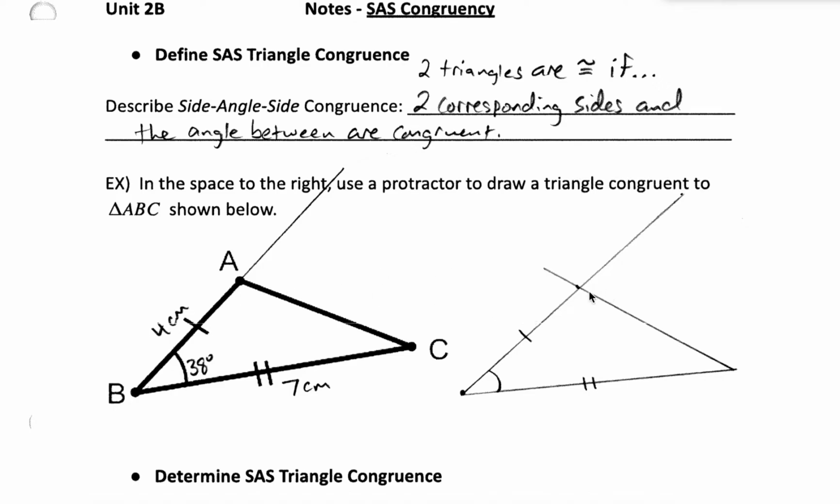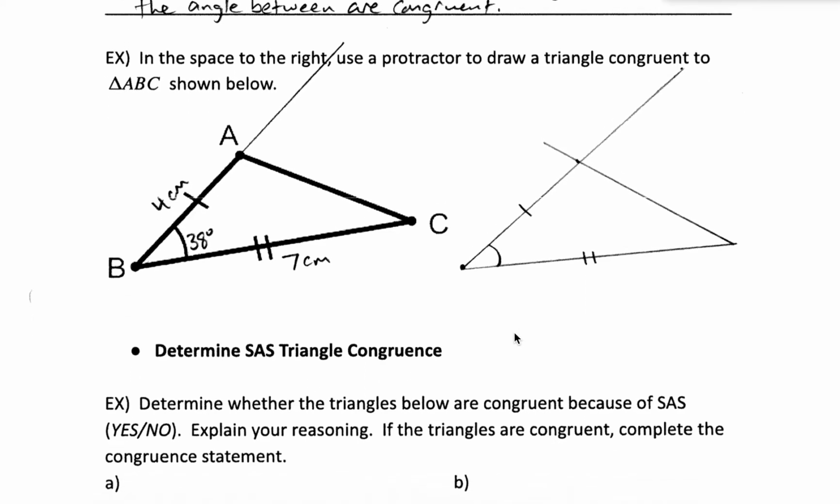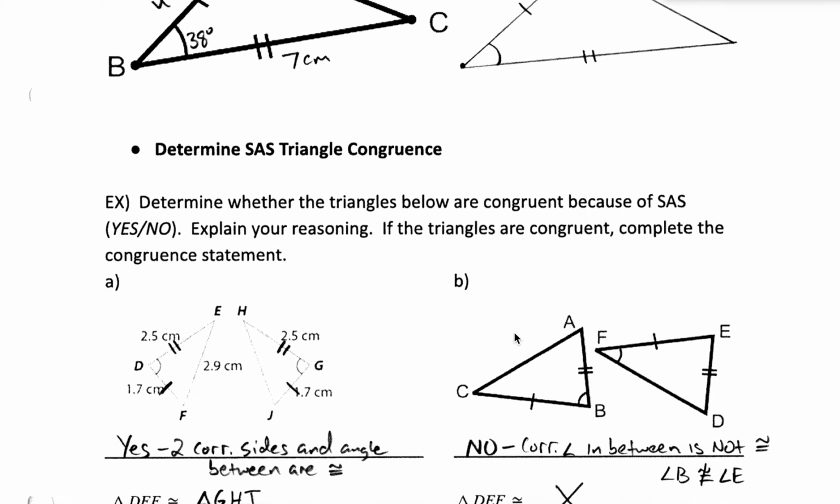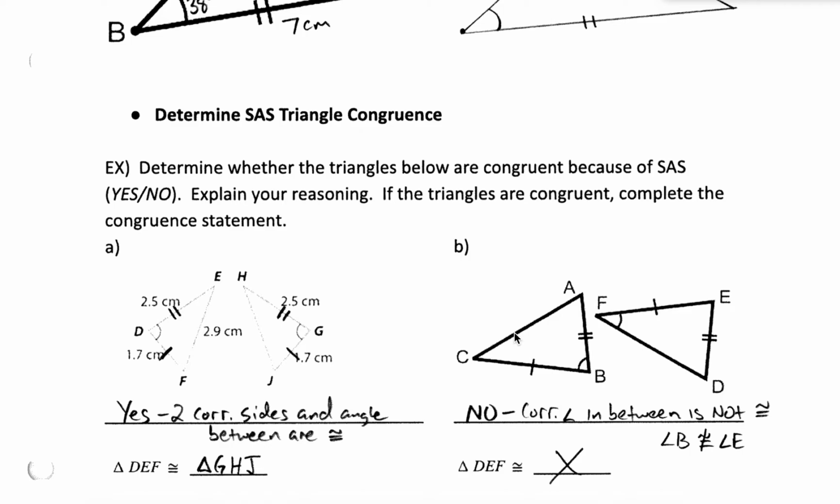So this angle up top should be the same even though I didn't measure or draw it. This angle measured down here should be the same even though I didn't measure or draw it. And this side length should actually be the same despite the fact that I did not measure or draw it. So I only needed these three pieces and the rest of the corresponding pieces became congruent. So that's the power of side, angle, side. Let's see if we can recognize whether two triangles have that congruency.